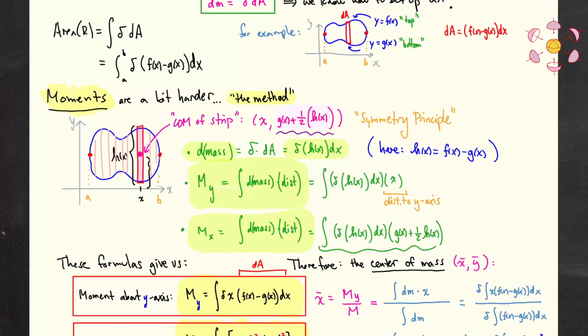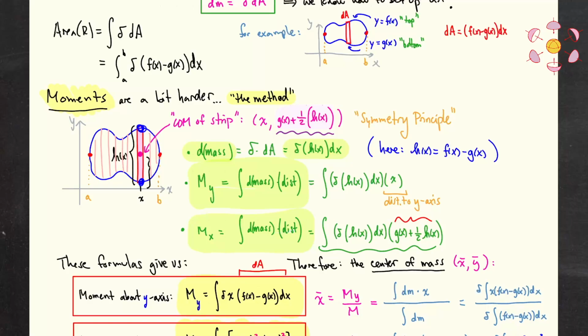If we look at Mx, that's the distance of the strip to the x-axis. So this is where it gets interesting, right? We actually have to measure from this halfway point to the x-axis. And what's the halfway point? Well, one way to think about this is it's really the average of the top of that curve and then that bottom curve.